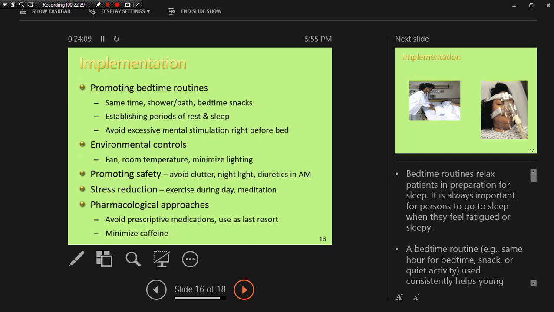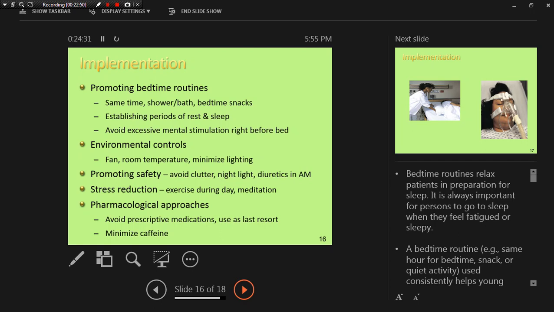Environmental controls, right? Fan, room temperature, and then minimize lighting. Or do we need a light, right? Do we need a little bit of a night light for safety reasons in some of our patients? So if it's older patients that have an increased risk for confusion in the hospital, we still need to promote safety. So avoiding clutter, maybe a little bit of a night light.